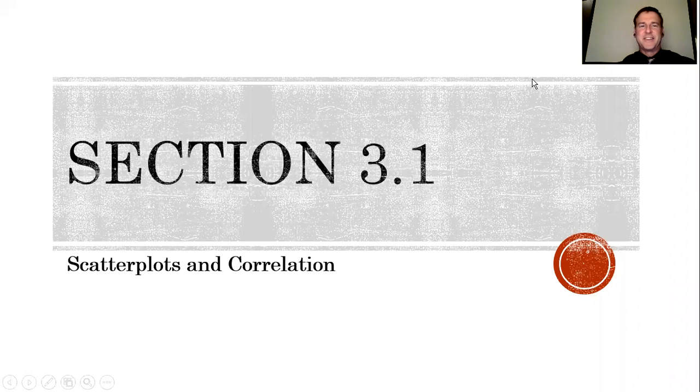All right, hello AP Statistics. This is section 3.1, scatter plots and correlation. You're going to need a graphing calculator and your notes, but especially a graphing calculator. Have that handy. There's a lot of little details that you're going to have to include. All right, here we go.